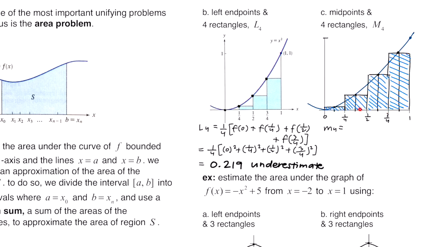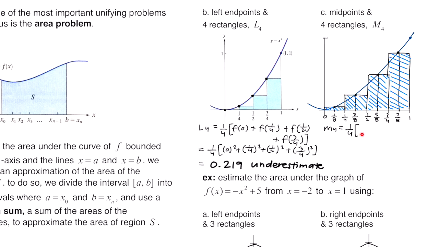Again, since each rectangle has the same width of 1/4, we're going to factor that out to the front. And remember right here, this midpoint between 0 and 1/4, that was 1/8. So I'm going to count this out. If this is 1/8, this is 2/8, this is 3/8. And if we keep going, this is 4/8, this is 5/8, this is 6/8, and finally 7/8.